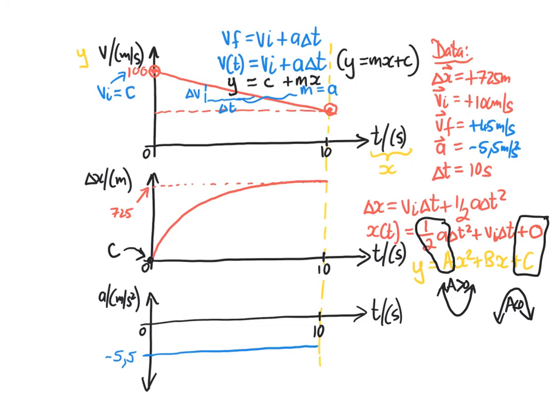Now, looking here, our acceleration is negative, which would mean that this leading term is negative, and therefore that's why we have a parabola that curves like that, as opposed to the very first example in the previous video where we had positive acceleration and the position time graph curved up like that.